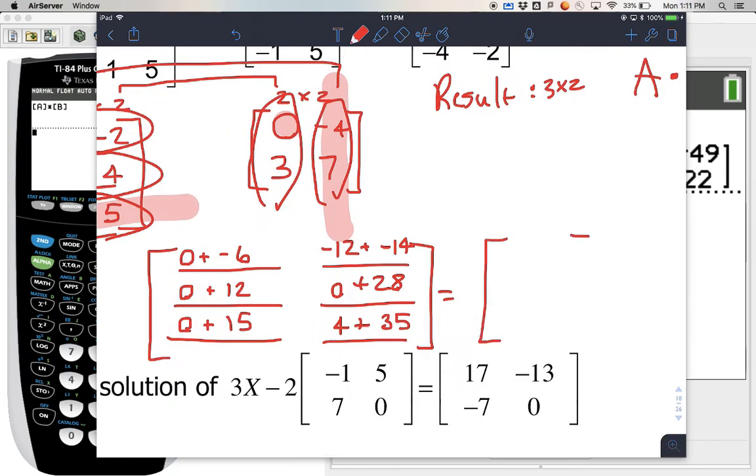To simplify, that'll be negative 6, 12, 15. Those are nice and easy. Negative 12, negative 14, that should be negative 26, positive 28, and 39.